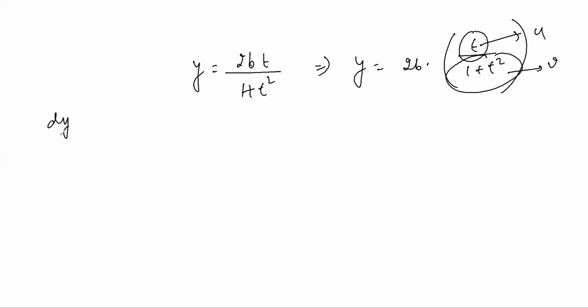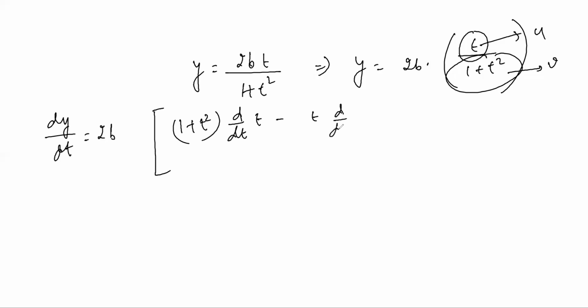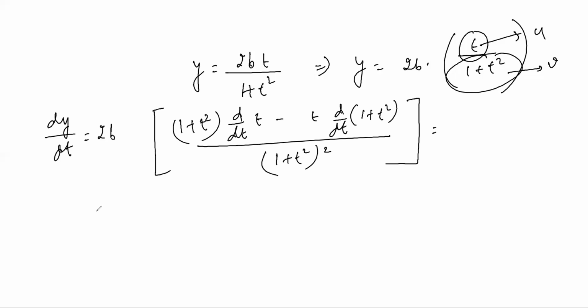So dy by dt will be 2b, 1 plus t square d by dt of t, make sure that you write dt over here, minus t into d by dt of 1 plus t square, whole divided by 1 plus t square whole square. Okay, so the result will be 2b, 1 plus t square, because the derivative of t will be 1, so let me not write it, and t times the derivative of 1 plus t square will be 2t.